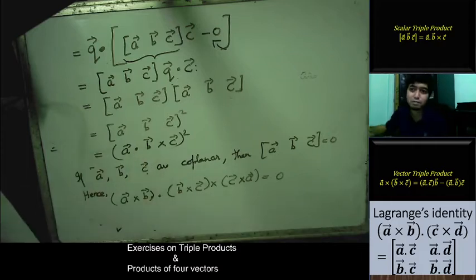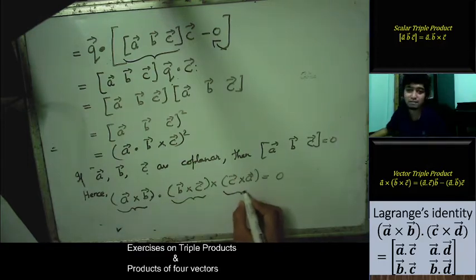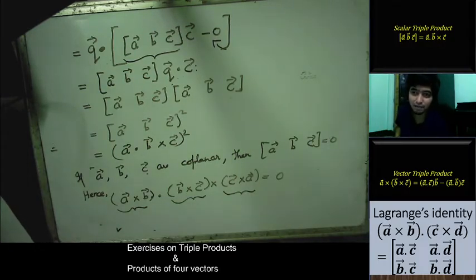In other words, we can also conclude that this vector and this vector are coplanar, because the box product of this one is equal to 0. Okay, so this completes the first question. Now let us try to do another question.